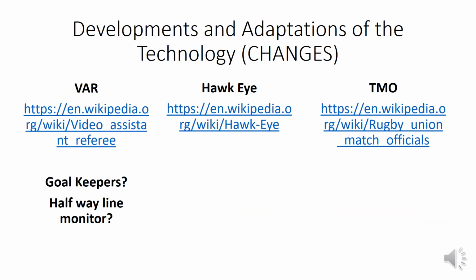Right, developments and adaptations of the technology changes. Again, you've got to go back to your Wikipedia. How has it been changed? What are the different applications of the technology? How are some countries or competitions using it differently? That's all on Wikipedia, folks. And I've put goalkeepers there with the Women's World Cup. I've put the halfway line monitor there. I've put that, you could put the Australia thing in there that I was just talking about a second ago. So yeah, that's self-explanatory.